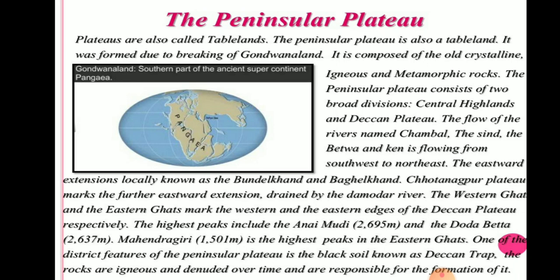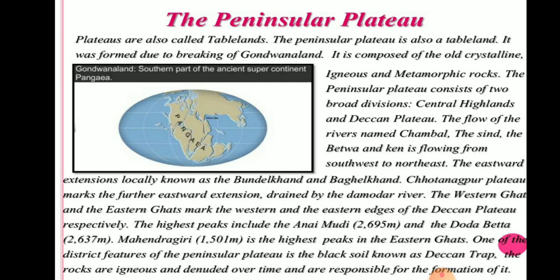It is composed of all crystalline rock, that is igneous and metamorphic rock. The Peninsular Plateau consists of two broad divisions, the Central Highland and the Deccan Plateau. The rivers Chambal, Sindh, Betwa and Ken flow from southwest to northeast.